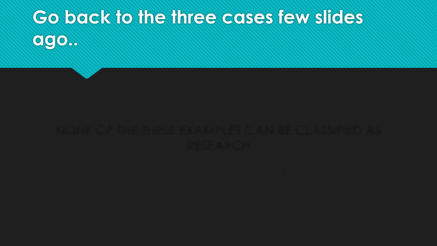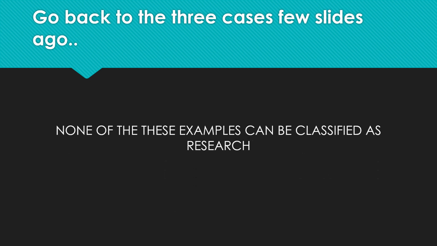So if we go back to the three cases a few slides ago, you can see that none of the three cases can be classified as research because they didn't follow a systematic procedure, and also they do not give any new knowledge to the problem. So I hope you can see the differences between the three cases before this and the example just now.